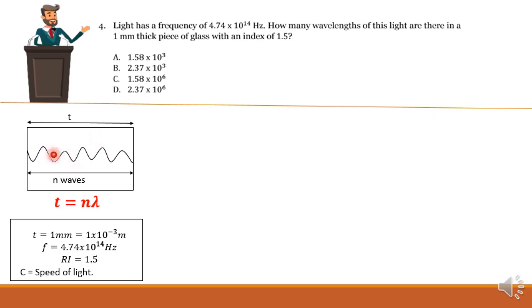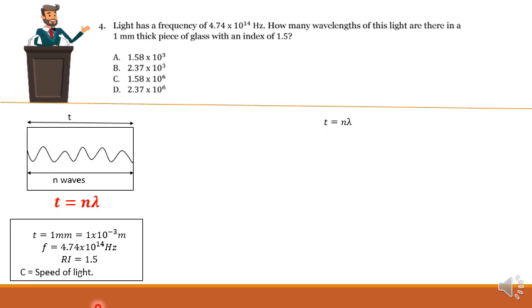And then from our diagram here illustrating the piece of glass, if this represents the n waves that the light forms in the glass, then we are going to have that T, which is the thickness of the glass, is equal to n lambda, and n will therefore be equal to the number of wavelengths. Alright, so that's the idea that we're going to use to solve this question.